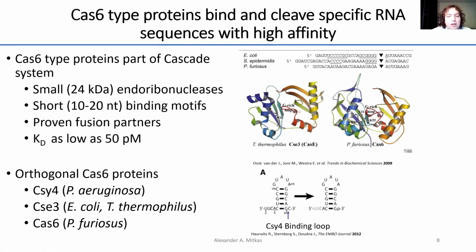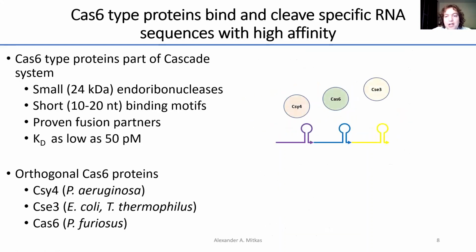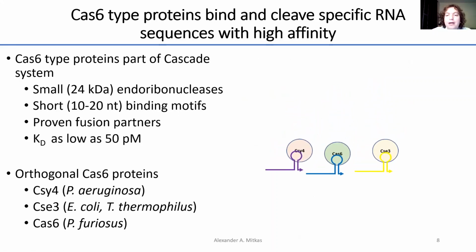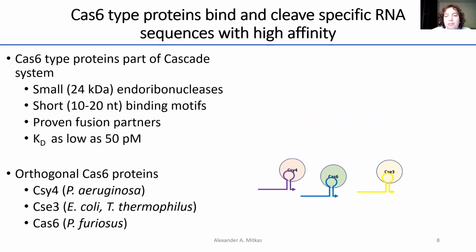and they have very limited crosstalk between one another. So you can imagine, for example, if we were to express a long RNA sequence and then have 3 different distinct binding motifs corresponding to 3 Cas6 proteins, then each one would localize to its unique binding motif, cleave at the 3' end, and generate this small RNA molecule with a protein tightly bound to it.